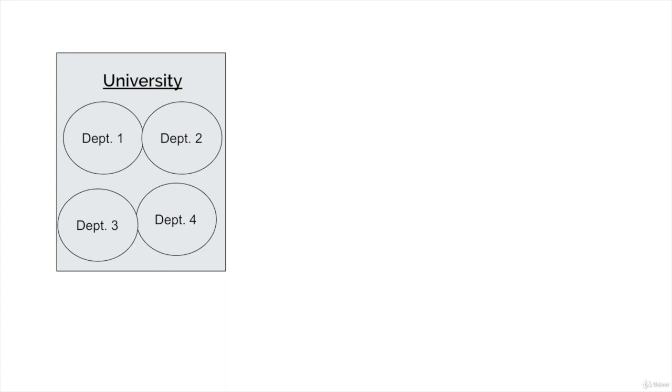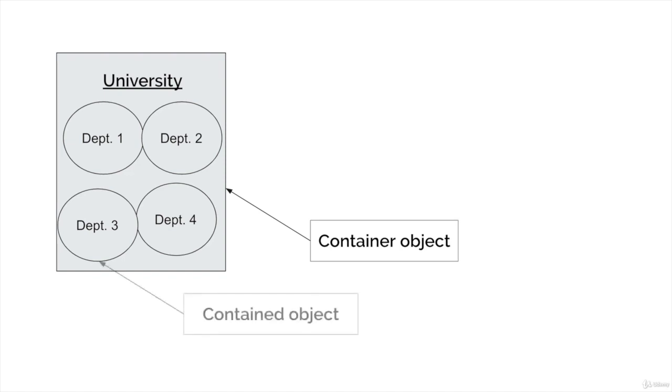So a university has department 1, for example, department 2, department 3 and department 4. This university is known as the container object in the object oriented world, and a department is known as a contained object, because the university acts as a container which has departments, and a department is within the university.